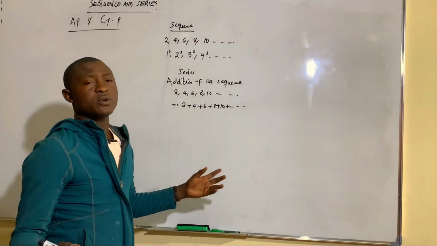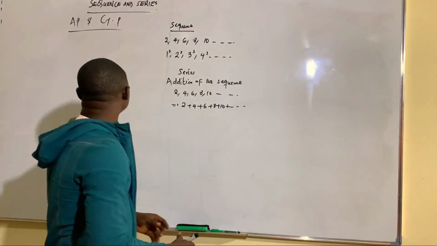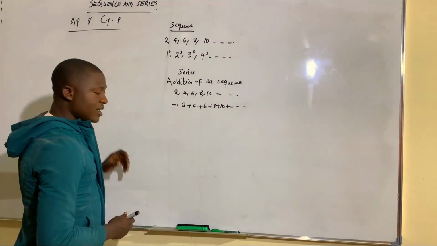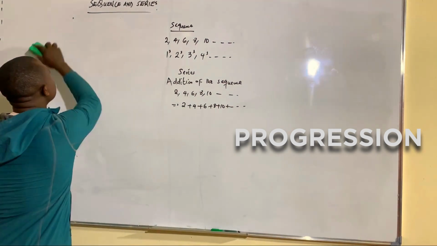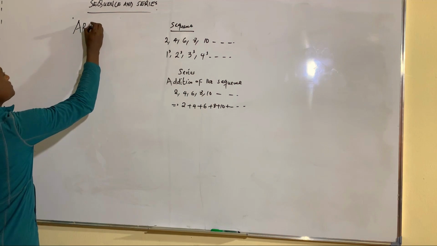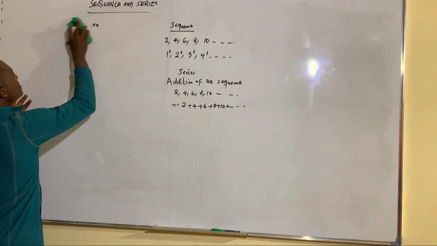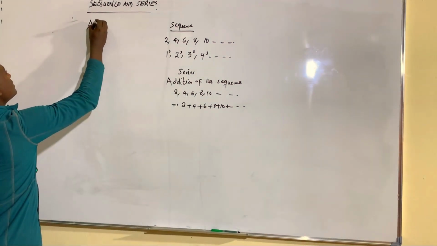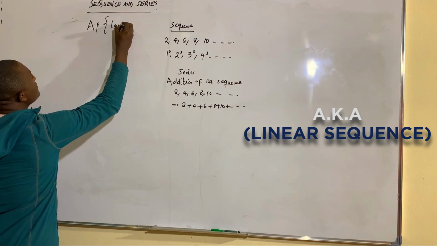We have different types of sequence in maths. We have arithmetic sequence and geometric sequence. Let's first talk about arithmetic progression, AP. To save our time, let's just shorten it. Arithmetic progression, we also call it a linear sequence.